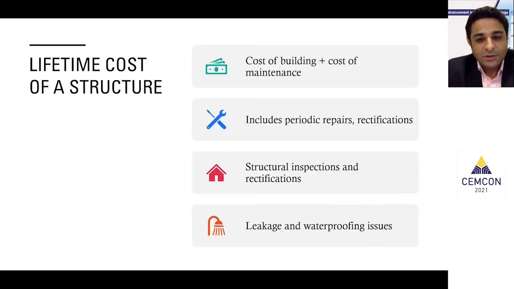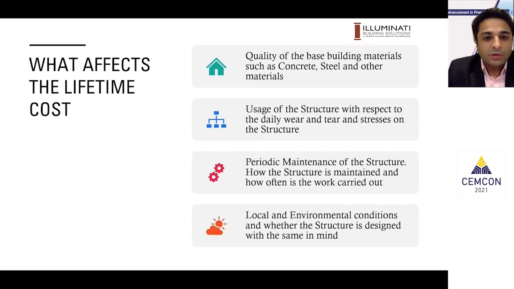So a lifetime cost of a structure is nothing but the cost of the building, which is what you incur immediately, and the cost of maintaining that building for the rest of its life. Now, this can include your periodic repairs and rectifications that need to be done. This can include your structural inspections and your other structural rectifications. And it obviously includes one very important factor, which is leakages and waterproofing issues, which can exponentially damage a structure. So when we discuss these things, what do we look at? What are the variables that affect the lifetime cost of a structure?